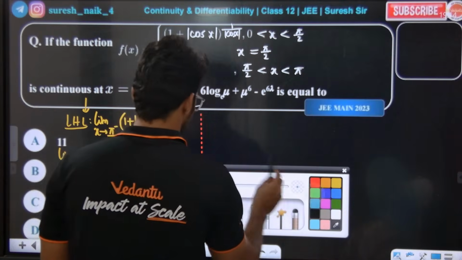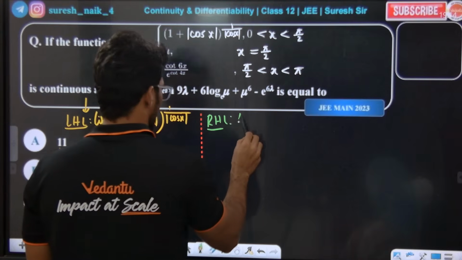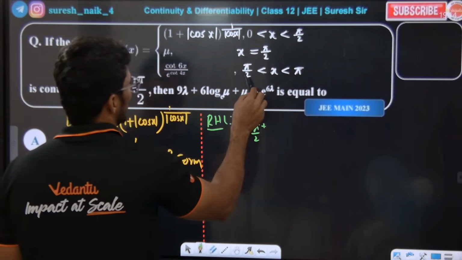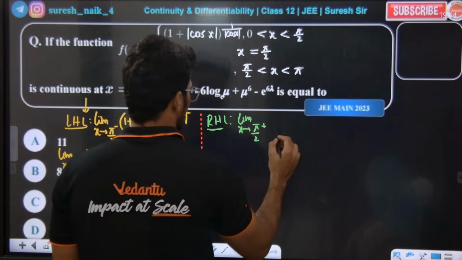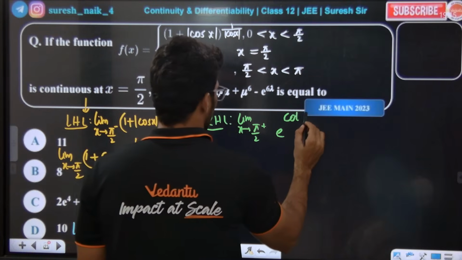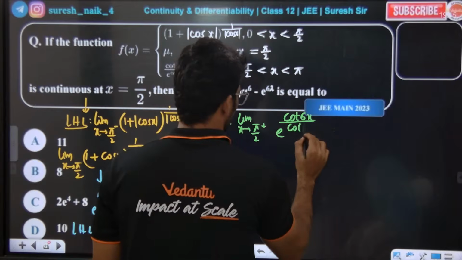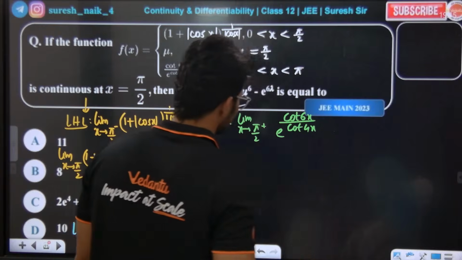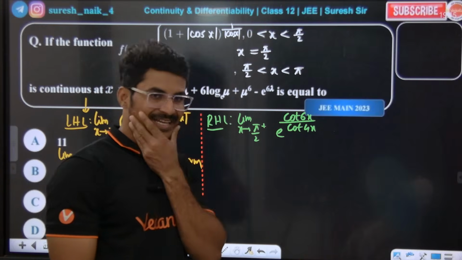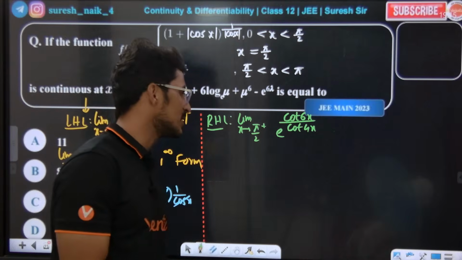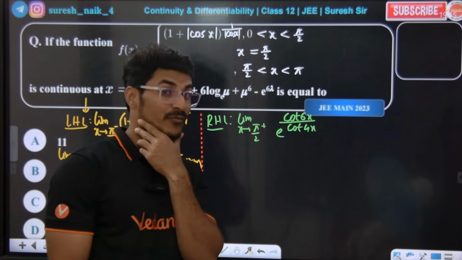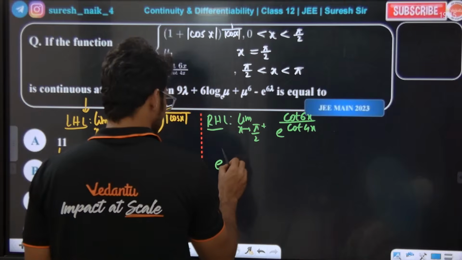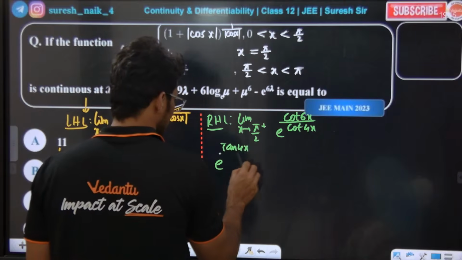Next, RHL is what basically? Limit x tending towards pi by 2 plus, more than 90. X is more than 90 means e to the power of cot 6x by cot 4x. Simple question, very simple. Now 90 plus, more than 90, how do we do this? Sir, cot is a bit uncomfortable for me. I will convert it to tan. How does it convert? e to the power of, can I write this as tan 4x by tan 6x?